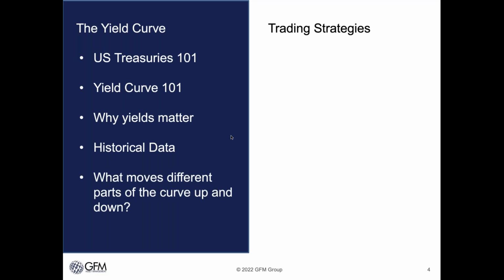So that's what I'm going to summarize in that part of my presentation, which is what makes different parts of the yield curve go up and down. What makes the two-year yield go up and down differently than what makes the 30-year yield go up and down.